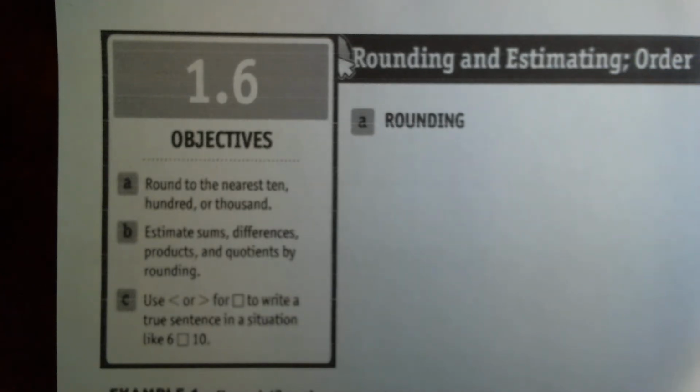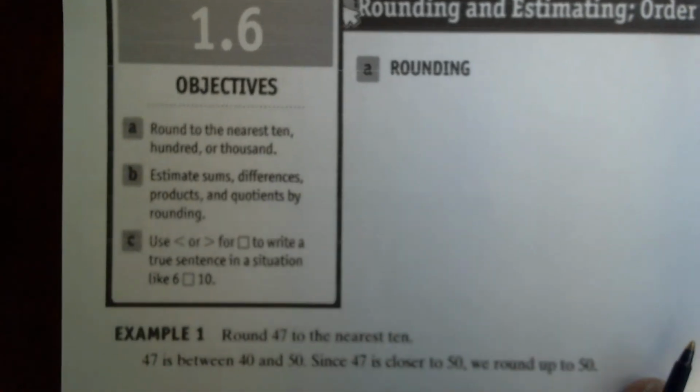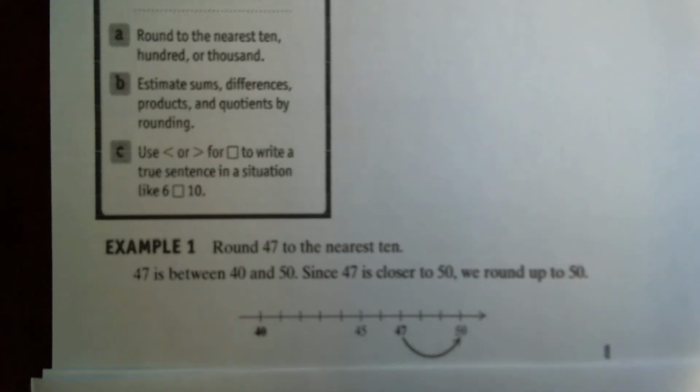So to understand how this rounding works, let's look at an example. Round 47 to the nearest 10. Well, 47 is between 40 and 50, but it is closer to 50 than to 40. Therefore, we round up to 50. So here's a number line, here's 40, here's 50, 47 is right here. It's certainly closer to 50 than to 40, so we round up.